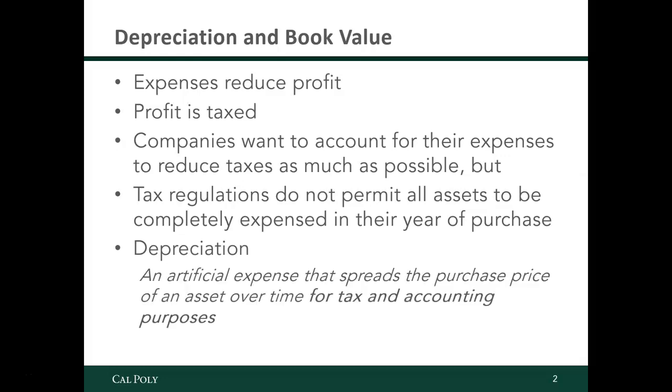It is an artificial expense that spreads the purchase price of an asset over time for tax and accounting purposes. It's not that you actually pay for your asset with a 10-year plan or a 5-year plan, like get a loan to do that. It has nothing to do with actual cash flows. It has to do with preparing your tax return, and when a company is claiming something as expenses in order to reduce their tax liability, they can't claim it all at once. They need to spread it out over time.